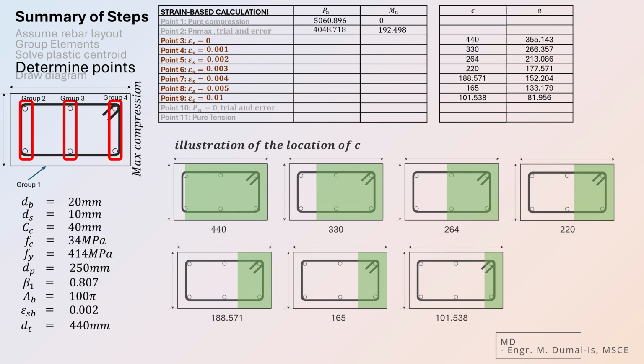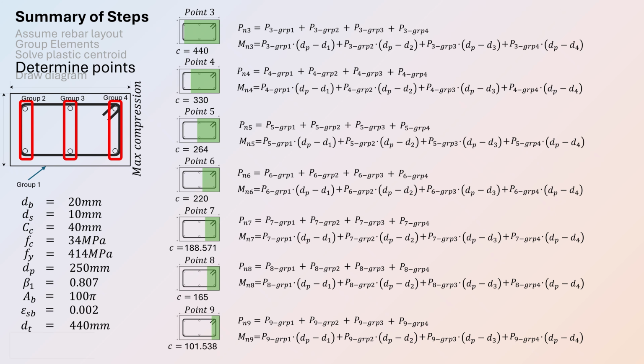If we visualize the size of the compression block at each point, the following illustrations help show how it changes. As the value of C varies from point to point, it directly affects the stress behavior in the rebars and the extent of the concrete compression zone. With that, we can now assemble the computations for axial loads and bending moments for each point.